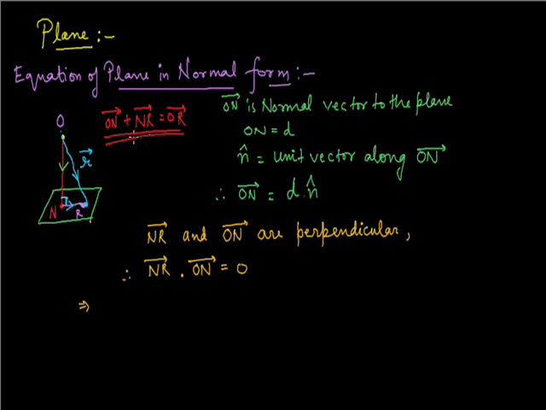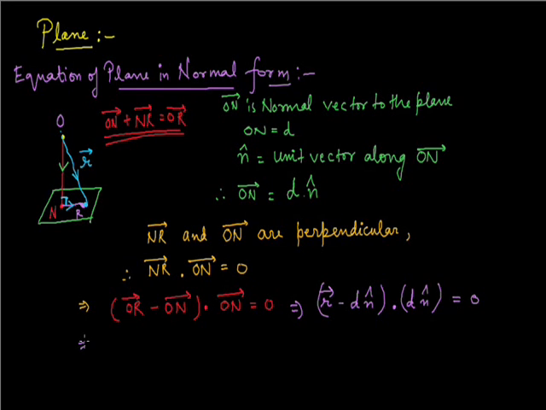So from there you can put the value of NR vector. NR vector will be equal to OR vector minus ON vector, dot ON vector, equal to 0. Let's put the values. OR vector can be written as R vector. ON vector can be written as D into N cap. Now we will multiply it out. So it will become D times R vector dot N cap minus D square times N cap dot N cap.